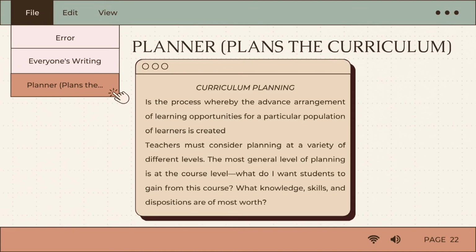Next is planner. The teacher plans the curriculum. Planning is the process whereby the advanced arrangement of learning opportunities for a particular population of learners is created. Teachers must consider planning at a variety of different levels. The most general level of planning is at the course level. What do I want students to gain from this course? What knowledge, skills, and dispositions are of most worth?